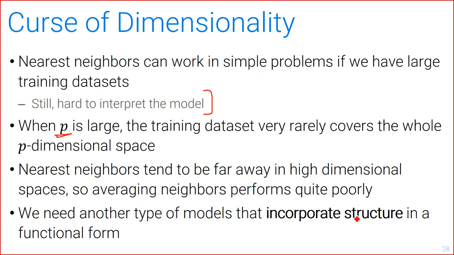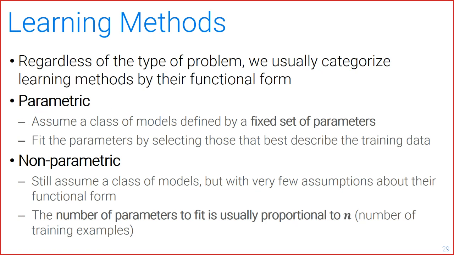So the point is we need another class of models, something different, something that incorporates structure in a functional form, something that explicitly tells us what's the relationship between x and y. And this is what the course is going to be about. So we have, regardless of the type of problem, we categorize the models, the methods that we use in two kinds, depending on their functional form.